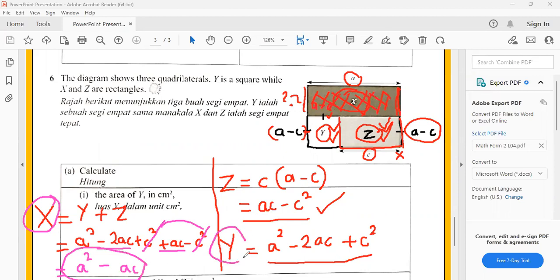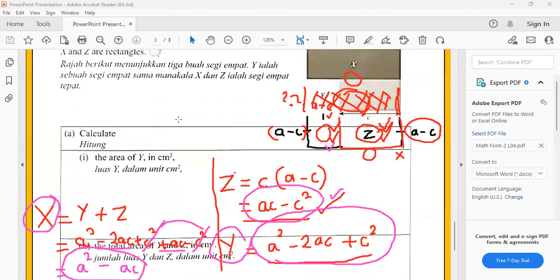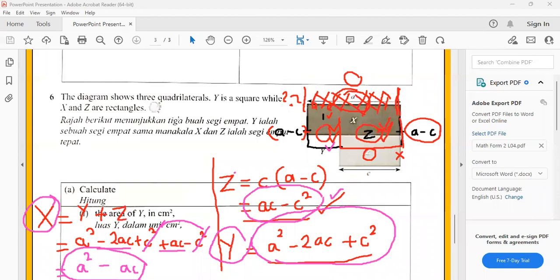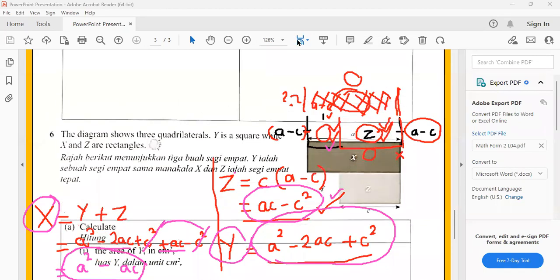The area of y is a squared minus 2ac plus c squared. This is y. Area of z is ac minus c squared. You found all three areas. But our question is asking us to find the total area of x and z. Well, you got to do another calculation now. It's like extra now.